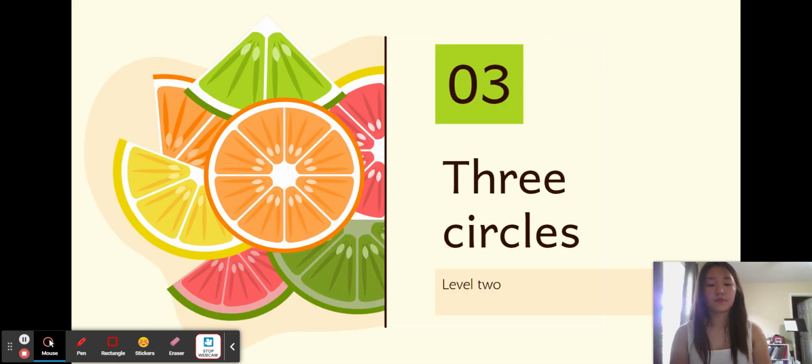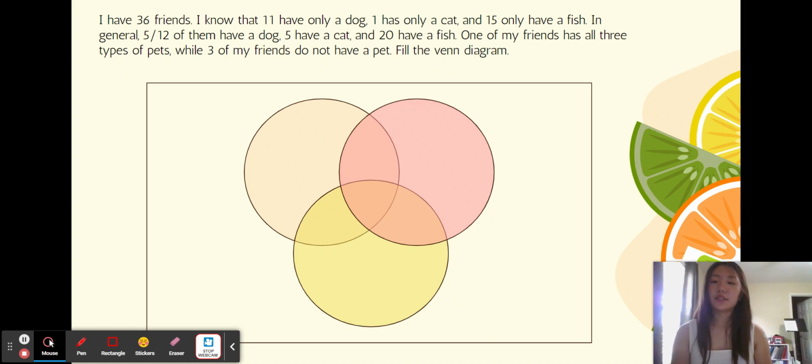So 3 circles. I have 36 friends, and I know that 11 have only a dog, 1 has only a cat, and 15 only have a fish. In general, 12 of my friends have a dog, 5 of them have a cat, and 20 have a fish. And then one of my friends has all 3 types of pets, while 3 of my friends just don't have a pet. And this question asks us to fill in the Venn diagram. So we're going to follow a similar process as last time.